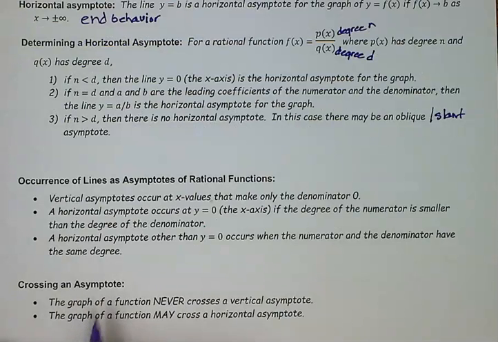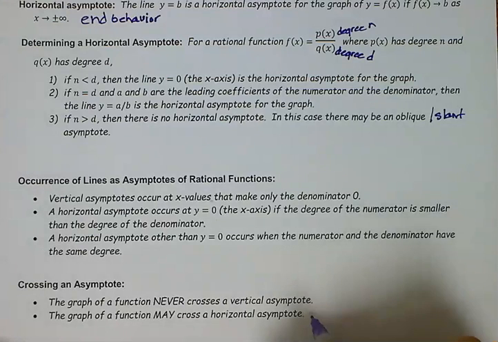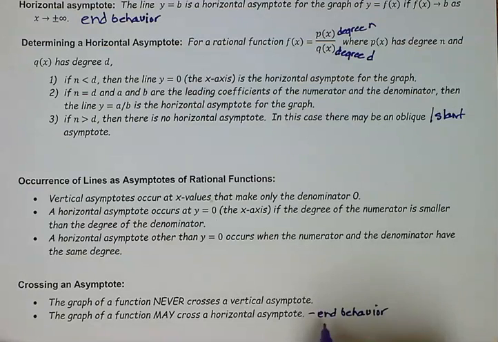Two things that are very different about the two types of asymptotes: the graph of a function can never cross a vertical asymptote, but it might cross a horizontal asymptote, because a horizontal asymptote only tells us about the end behavior on the right and the left ends. It doesn't tell us what's happening in the middle of the graph.